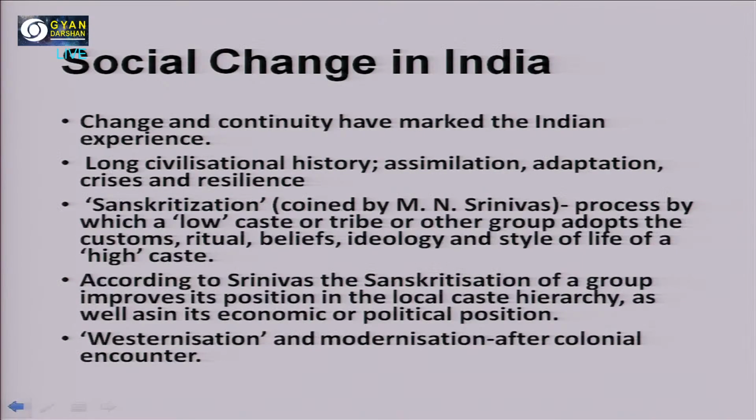A quick look at social change in India. So change and continuity have marked the Indian experience, and because of our long civilizational history, assimilation, adaptation, and resilience in the face of crisis has been the hallmark of Indian society. Has change started happening only in contemporary times in India? Certainly not. Change is something that has been ongoing even in the pre-colonial times.